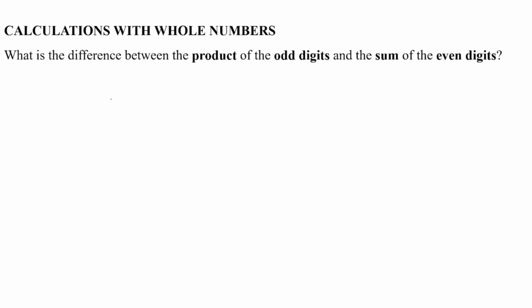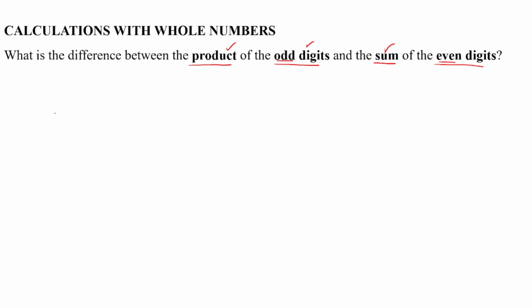Right, welcome back. Let's look at question 3. What is the difference between the product of the odd digits and the sum of the even digits? But before we answer this question, we have to understand these 4 things. What is a product? What is a digit or an odd number? What is the sum? What is even numbers or even digits? We have to remember those.